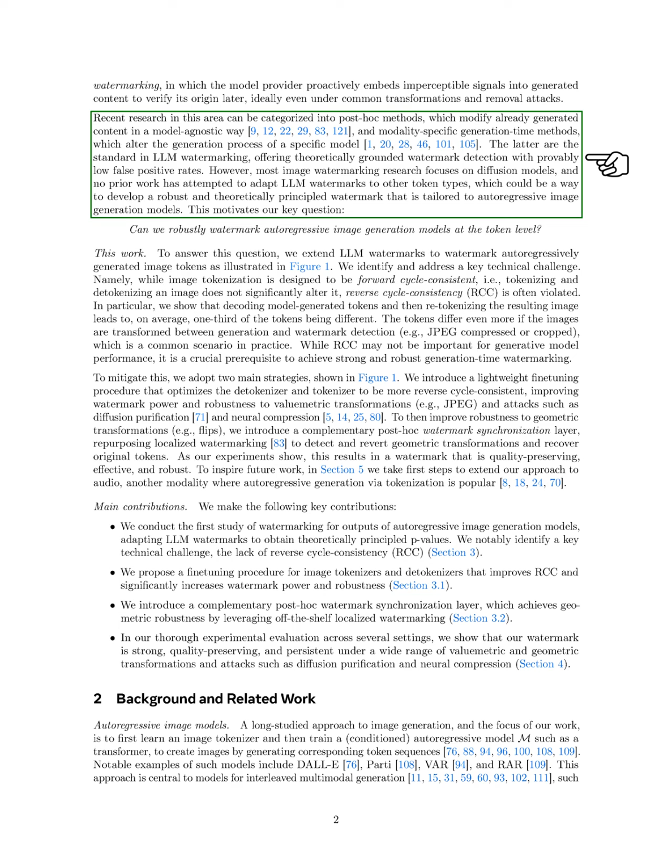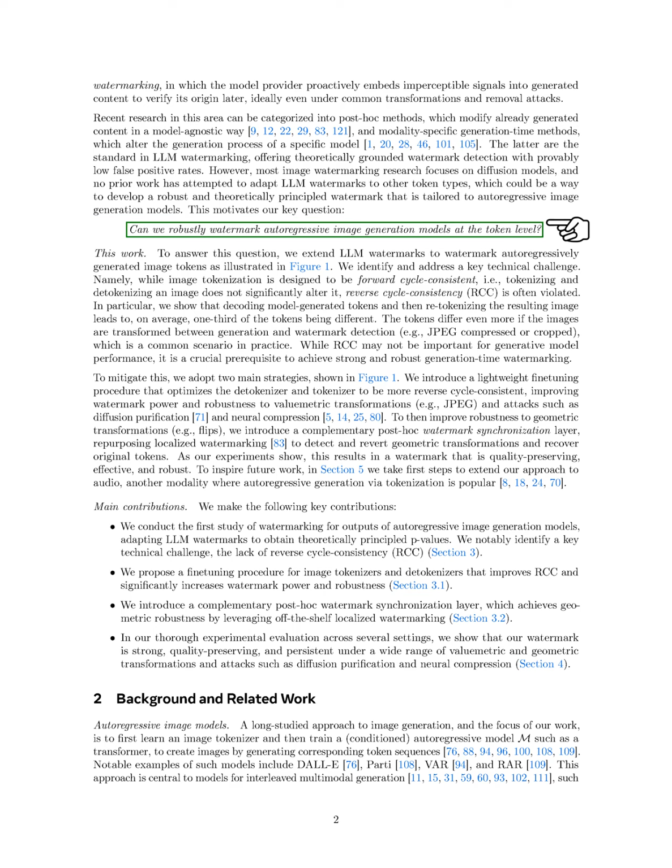Recent studies in this area can be divided into two categories: post hoc methods that modify existing content and generation time methods that adjust the creation process of specific models. The latter is common in watermarking large language models, providing reliable detection with low false positive rates. However, most research on image watermarking has focused on diffusion models, and no one has yet tried to adapt language model watermarks for other types of tokens, which could lead to a strong watermark for autoregressive image generation models. This leads us to our main question: can we effectively watermark autoregressive image generation models at the token level?